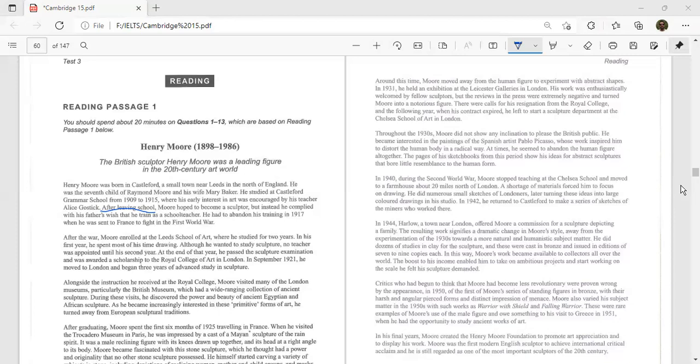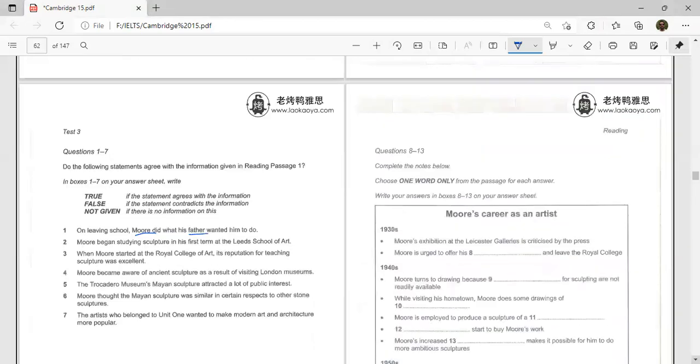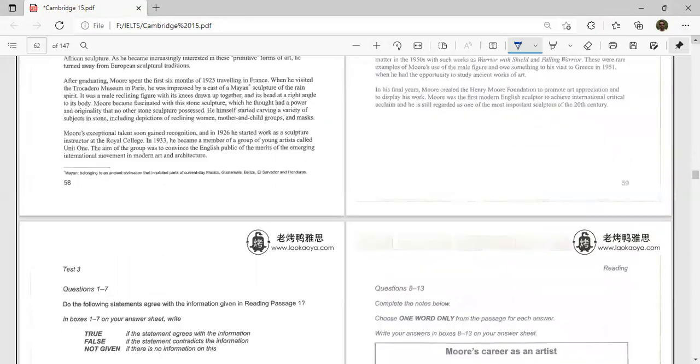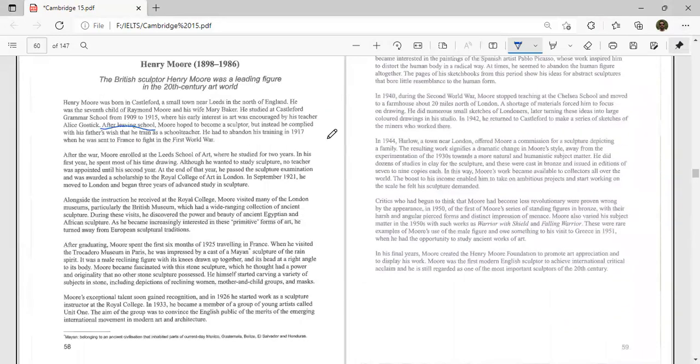Okay, but instead he complied with his father's wish that he trained as a school teacher. All right. Okay. It seems to be that is true. So, yeah, I guess it is true. Let me write true here. Right. Let's go to the next one.